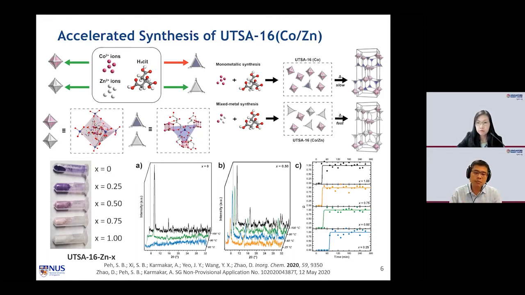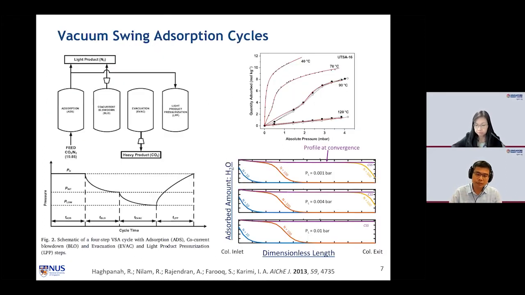So to make it simple, with zinc, we can make the material faster, milder, and cheaper, because zinc is a cheaper salt than cobalt. So after obtaining the material, the recipe that is ready for the large scale production, the next question is, how are we going to apply that in the real scenario?